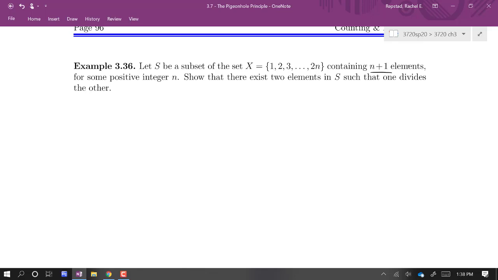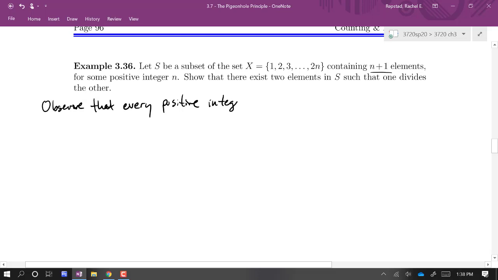So we're going to start with an observation. First, we'll observe that every positive integer can be written in this form: 2 to the r sub i times q sub i, where q sub i is odd and positive.